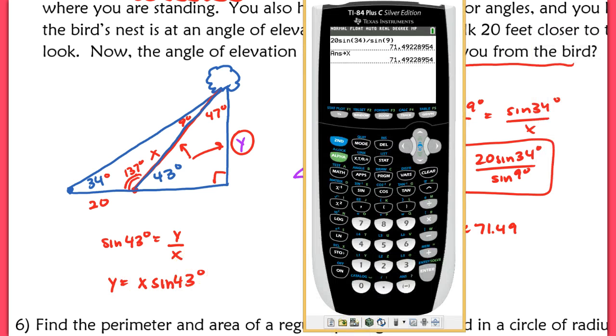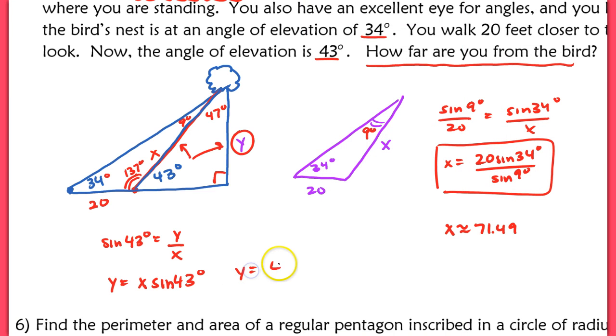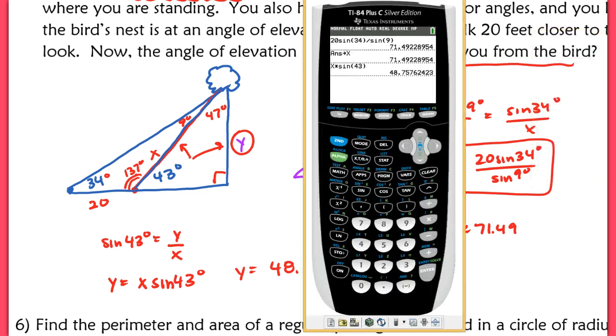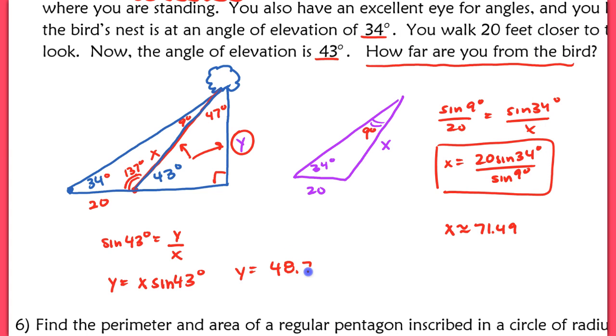So inside here I can type in x, so alpha x times the sine of 43, and I end up with 48.57, or 75, sorry. 48.57, I think I just transposed them again. Oh, yep, 47.5. Okay. So this is the approximate value, whoops, should have an approximate symbol there, for the height of the tree, or I should say not the height of the tree necessarily, but where the bird's nest is in the tree. So that's 48.7 feet off the ground.